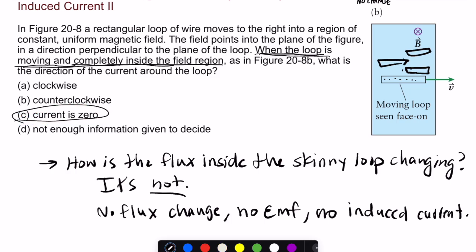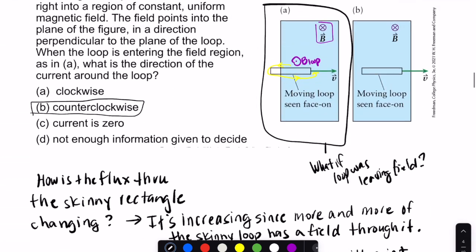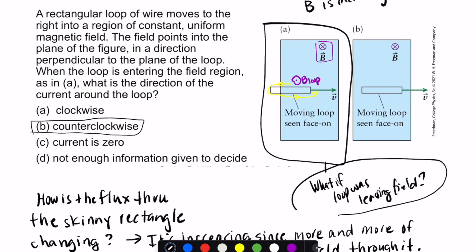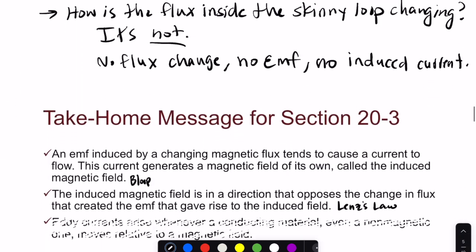So, right? Makes sense. Go back and do this idea, okay? And see what happens. Does the current direction change if the loop is moving outside? Okay, I want you to do that exercise yourself.